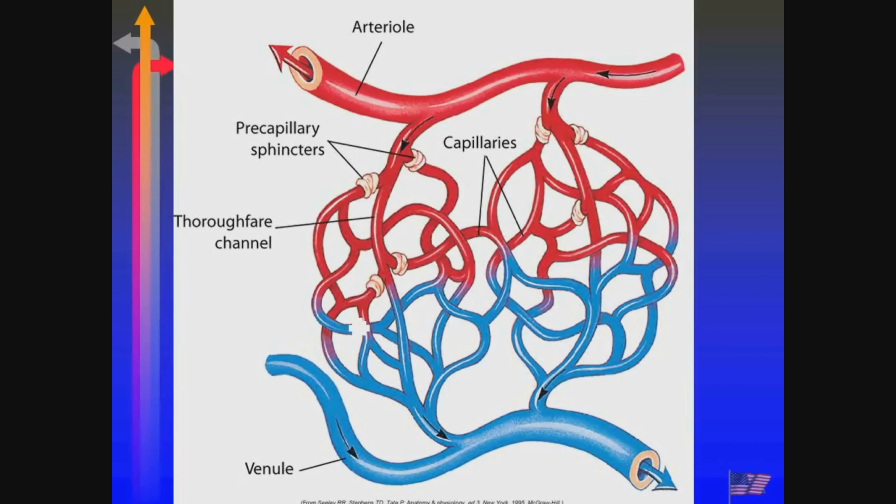And then after the arterioles, before you get to the capillaries, there are small sphincters present, which regulate blood flow to the individual capillaries. So, for instance, if there is a need to shut down blood flow for whatever reason, those sphincters can control that.